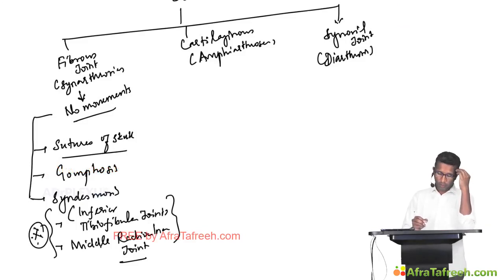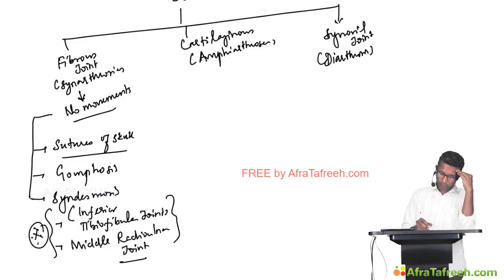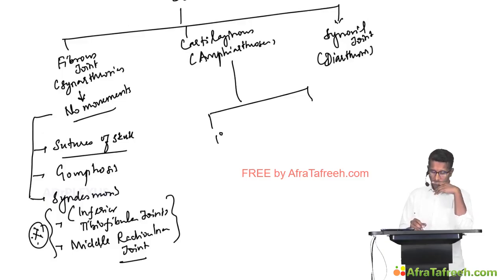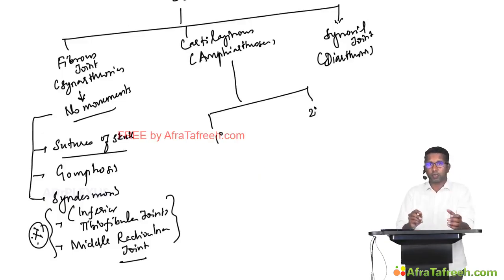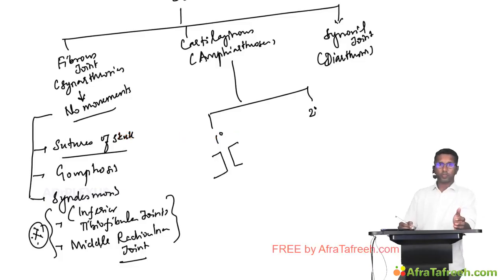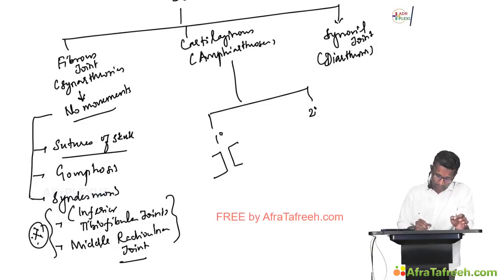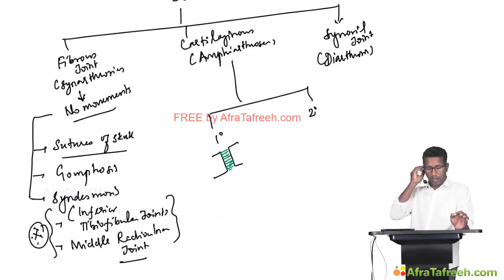Now, the cartilaginous joint. What is called a cartilaginous joint? There are two types of cartilaginous joint. One is called a primary cartilaginous joint. Another one is called a secondary cartilaginous joint. What do primary and secondary cartilaginous joints mean? If you take two bones and connect them by means of a hyaline cartilage, if I connect these bones by a hyaline cartilage alone, it is called a primary cartilaginous joint.